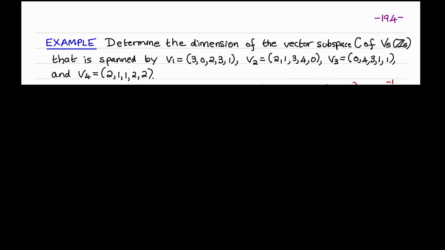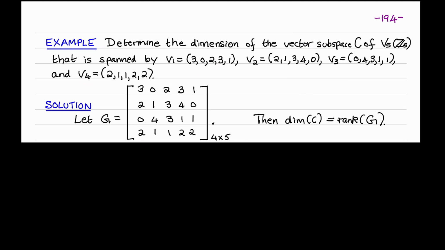Here's an example. Let's determine the dimension of the vector space C of V5 of Z5 that is spanned by these vectors V1, V2, V3, and V4. Note that these vectors are over Z5, so their components are integers modulo 5. We can answer this question by writing down a matrix G, whose rows are the vectors V1, V2, V3, and V4. So G is a 4 by 5 matrix. Then the row space of G is precisely the subspace C. And so the row rank of G, which is also its rank, will be the dimension of C.